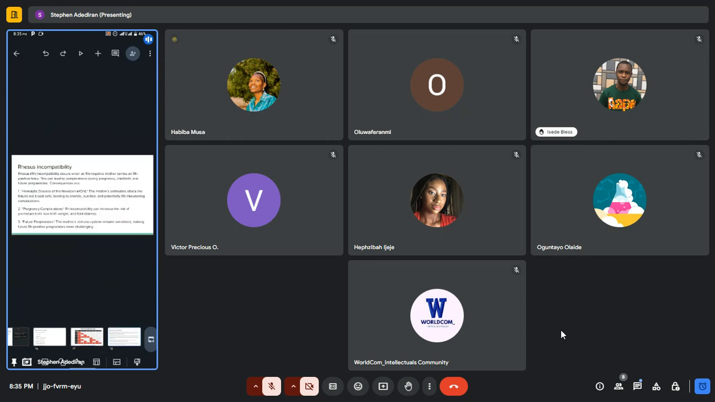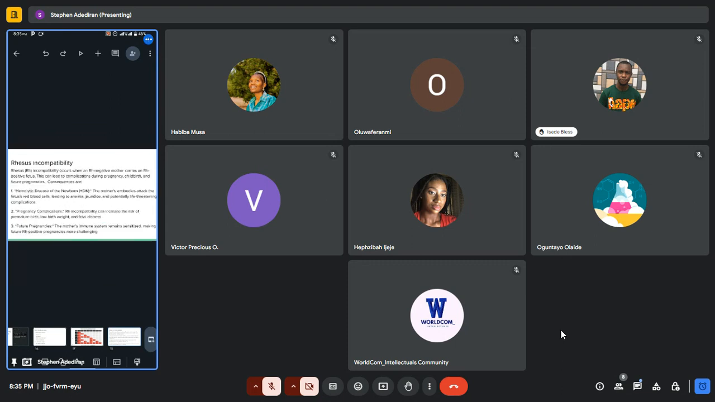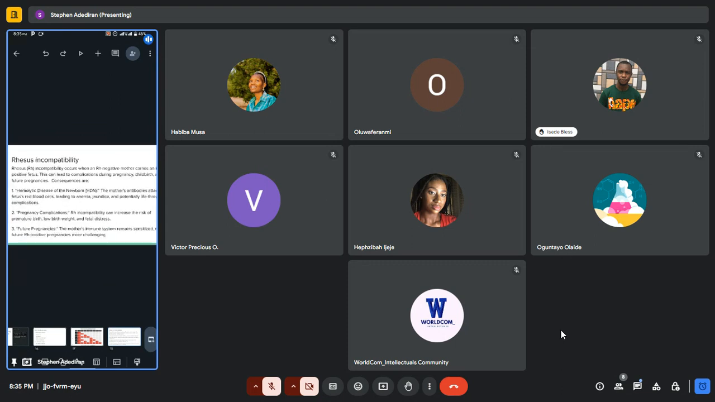So now this factor, Rhesus incompatibility, I will just explain instead of reading through the notes. The only problem with this Rhesus incompatibility is the mother. Once the mother is Rhesus negative, whether she's A negative, B negative or O negative, as long as she's negative, there's going to be a problem if she has a Rhesus positive child inside her womb. There's going to be a serious problem.